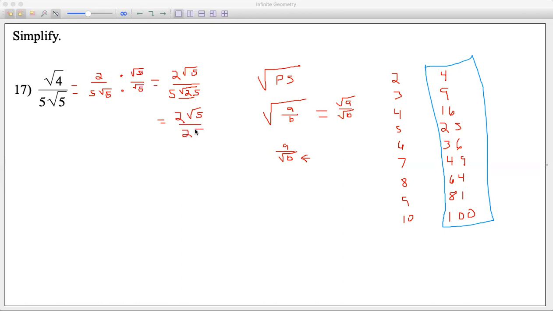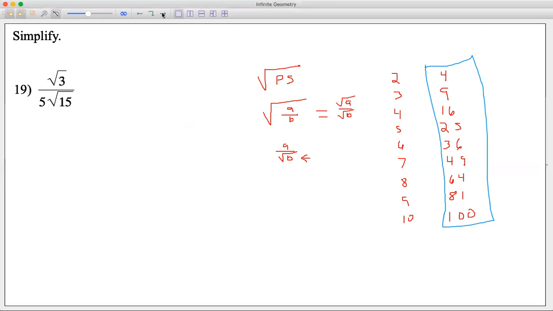Sometimes that will be reduced, like the 2 and the 5 might reduce. In this case, no. Where did I get the 25 from? The square root of 25 is 5. 5 times 5 is 25. So there's your final answer. These can get messy, absolutely positively. All right, so that's one, and most of them will involve rule 3 of some sort.